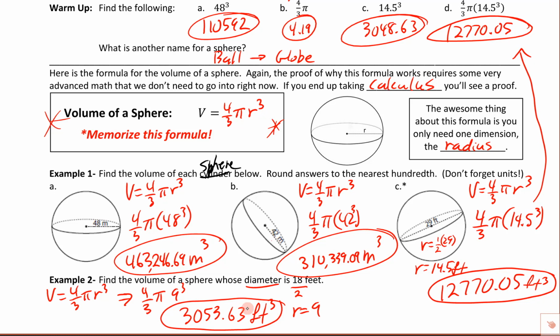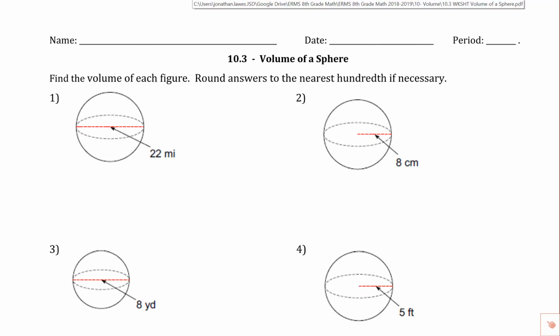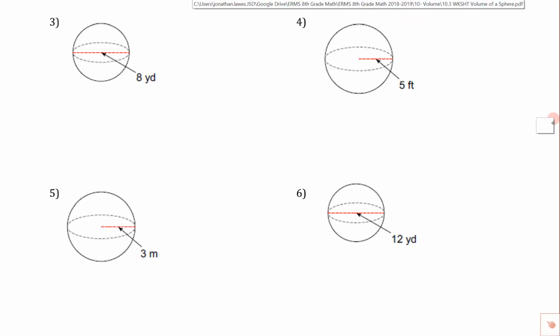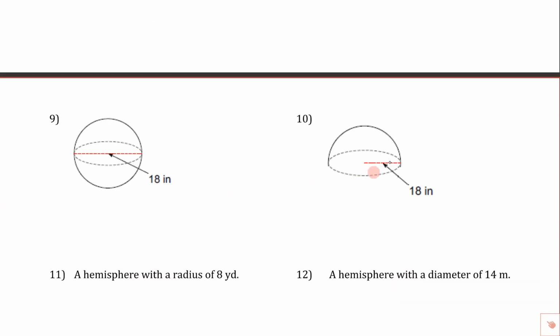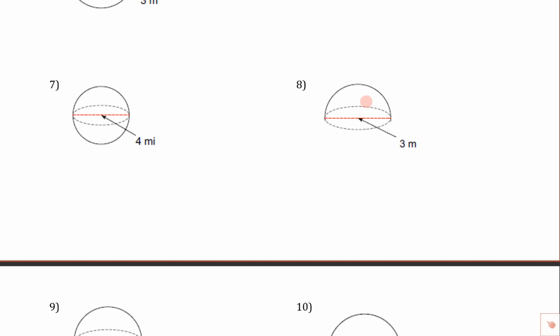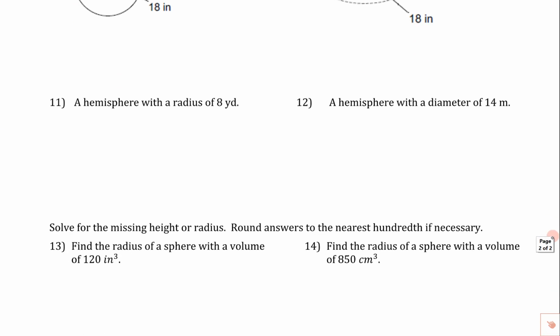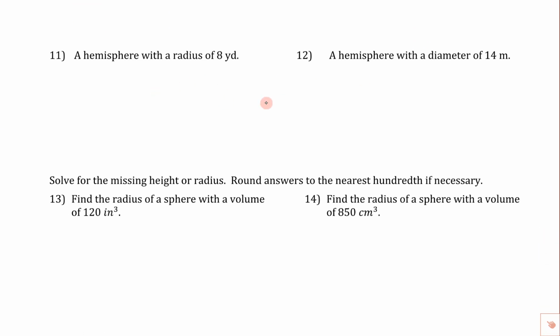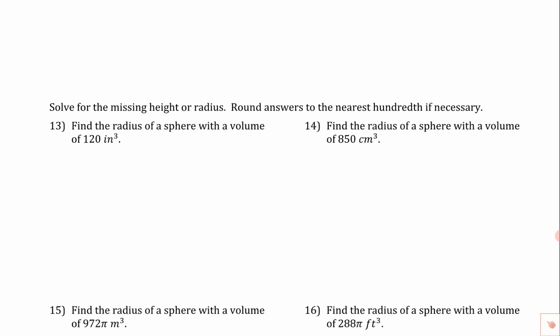Okay, last thing I want to take a quick look at is the assignment. Again, typical diagrams right here on the first part. Same thing here. Notice that we've got a hemisphere right here and we've got a hemisphere right here. Remember, a hemisphere is the word for half a sphere, just like semicircle is the word for half a circle. So let's take a look here. A description right there, and then it says find the missing radius and round to the nearest hundredth if necessary.